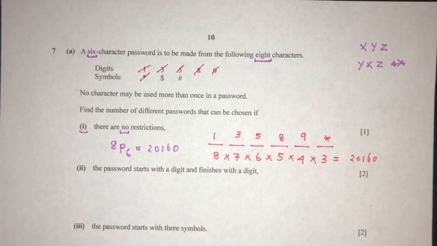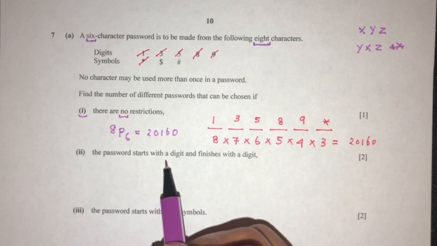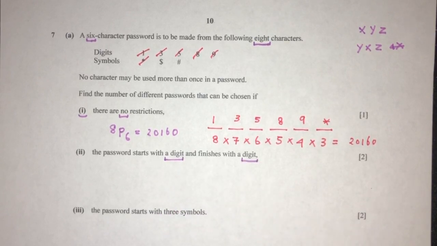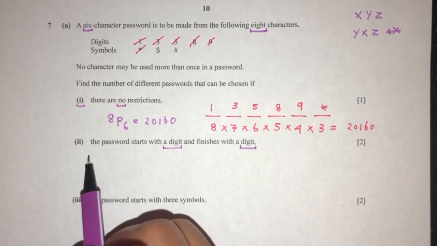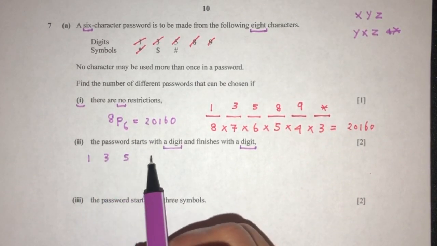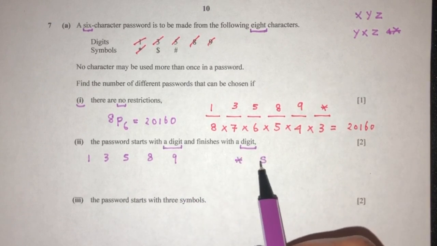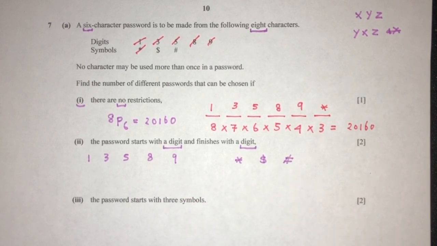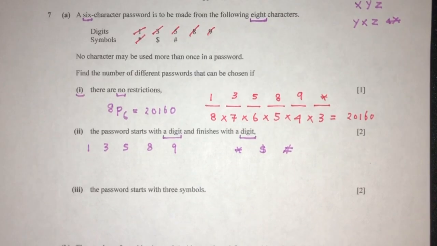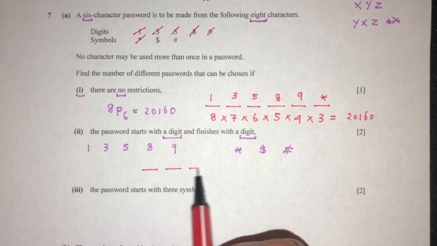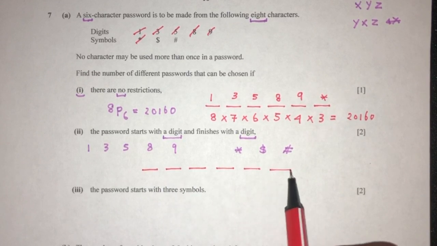Now for part 2, the password starts with a digit, that is the condition, and finishes also with a digit, that is the other condition. So let me write this down. We have numbers 1, 3, 5, 8, and 9. Now symbols, we have the dollar sign and the pound sign. So we need to form a 6-character password, so we have to have 6 spaces. 1, 2, 3, 4, 5, 6.